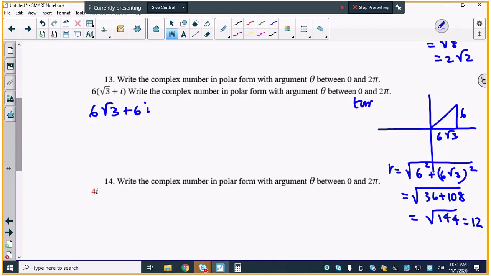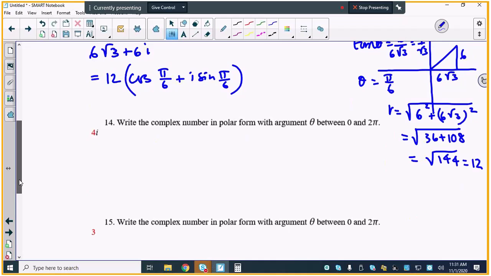Whereas tangent theta is 6 over 6 square root of 3, and that's 1 over square root of 3. Theta is pi over 6. So this is going to be 12 cosine pi over 6 plus i sine pi over 6.